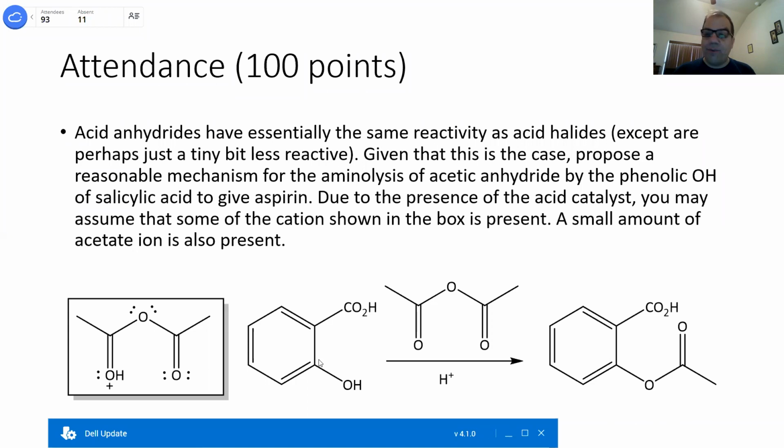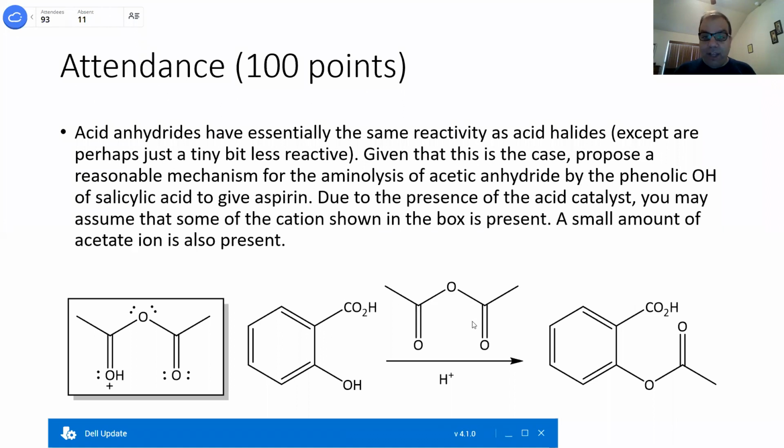And you can isolate it from willow tree bark. It's actually been used for thousands of years. Salicylic acid in itself is an analgesic, but it's not so nice on the stomach. Phenols are quite acidic, as are the carboxylic acids. So of course we temper that somewhat by acetylating the OH group.